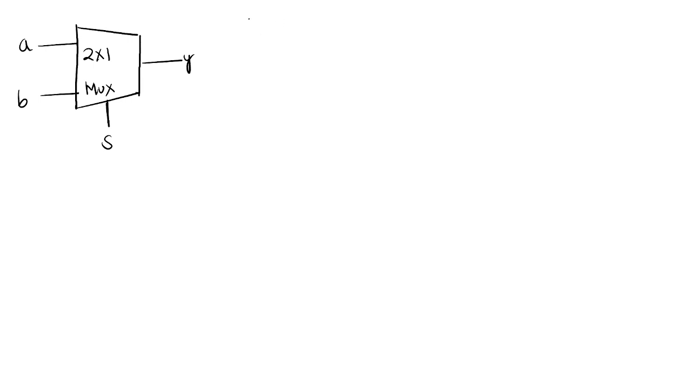So in the digital class you wrote the Shannon's equation. What is the Shannon's equation? When S equal to 0, A is connected to the output. When S equal to 1, B is connected to the output. So that means you can write Y equal to S bar A plus S into B.